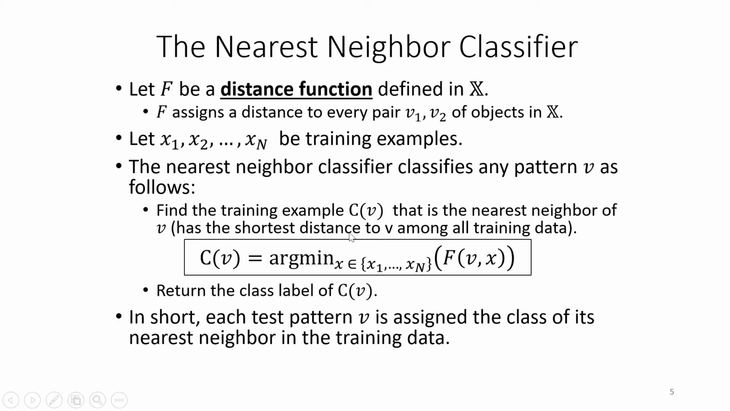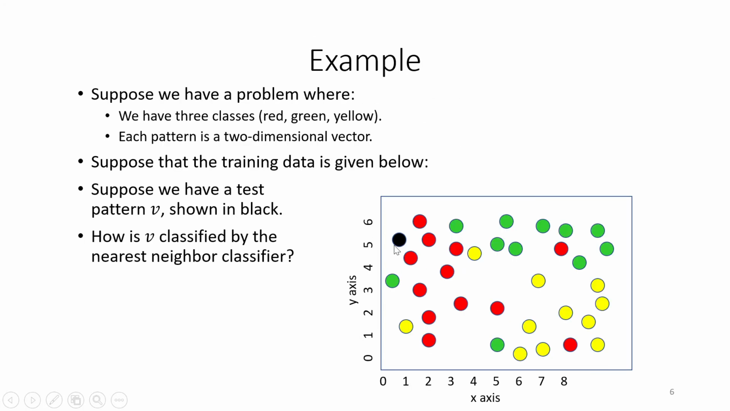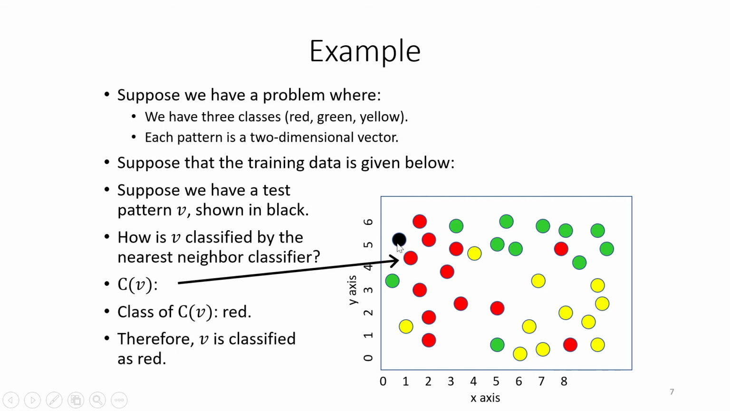So let's go back and see step 1. We're going to find the training example that is the nearest neighbor of v. For that we need to compute the distance of v from every training example. So we're going to compute the distance of this test pattern from every training example that we have over here, and the shortest distance the test pattern v has from all the training examples is this pattern over here. So this is the nearest neighbor to this test pattern v, as you can see pointed out by an arrow.